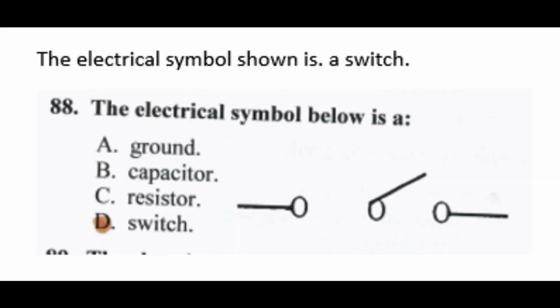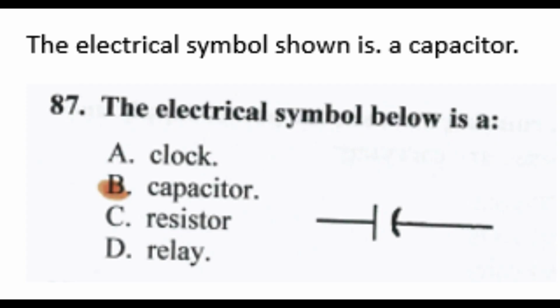Identify the electrical symbols. The electrical symbol shown is a switch, a line with a breaking connection in the middle. Switch. The electrical symbol shown is a capacitor, T-shaped line with a pickaxe hitting head to head. Capacitor.